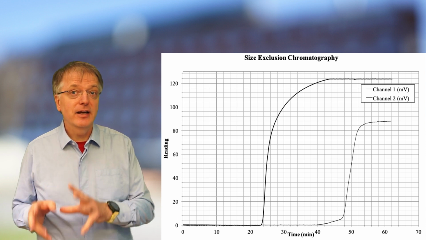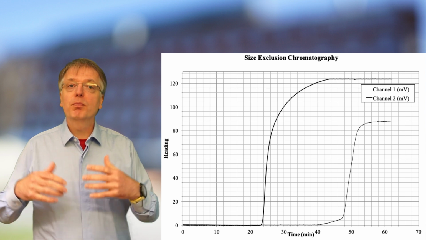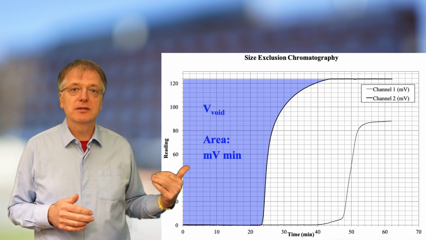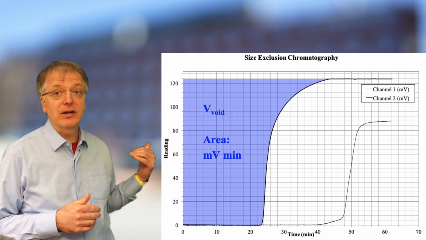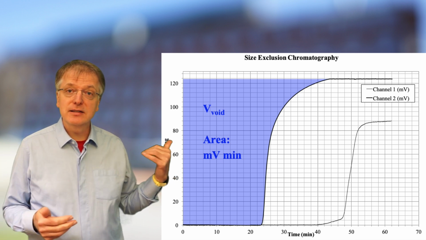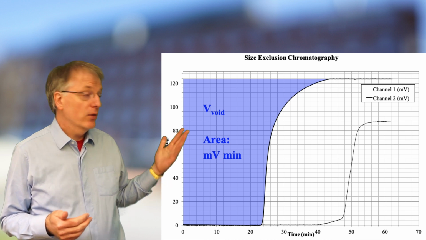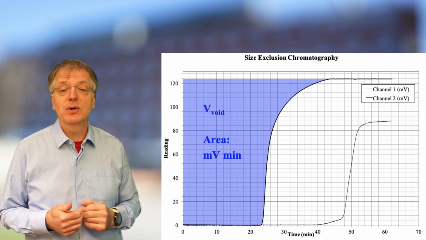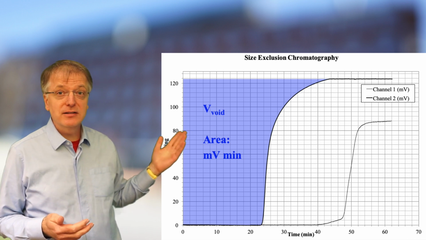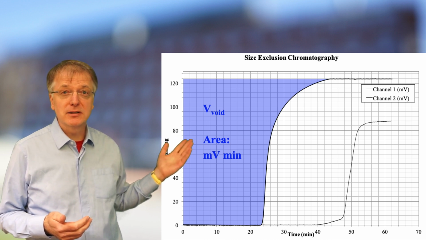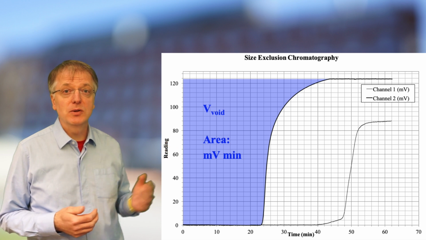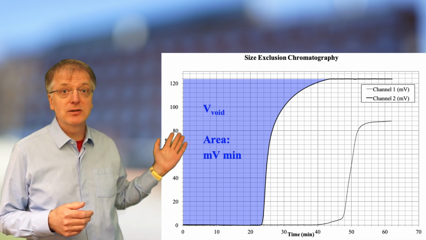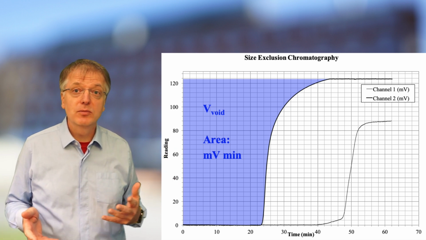I said that the area above the breakthrough curve is proportional to the volume, but we need to consider the units in this graph really carefully to translate this area to a volume. On the y-axis we have millivolts, and on the x-axis we have minutes. Thus the area has the strange unit millivolt minutes, which is clearly not a volume unit. So you need to figure out how to translate millivolt minutes to milliliters or some other volume unit.